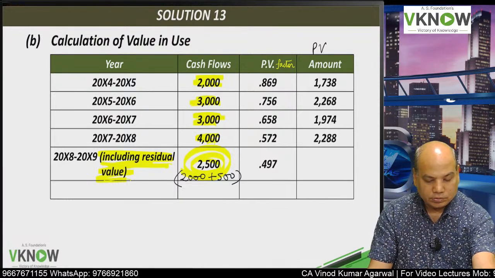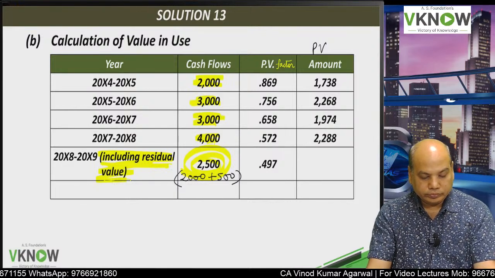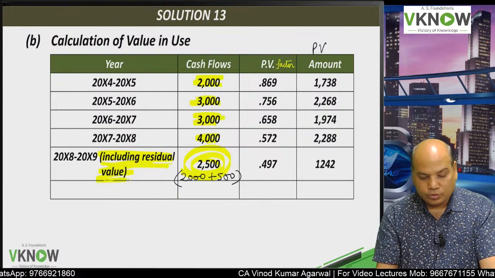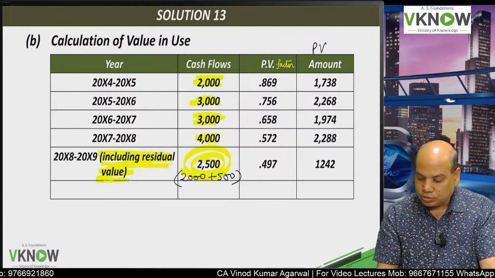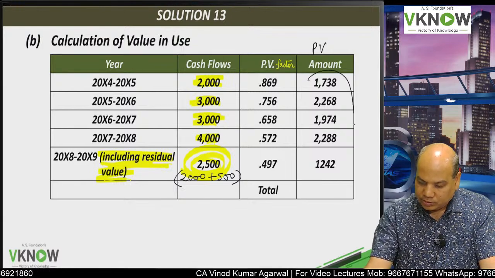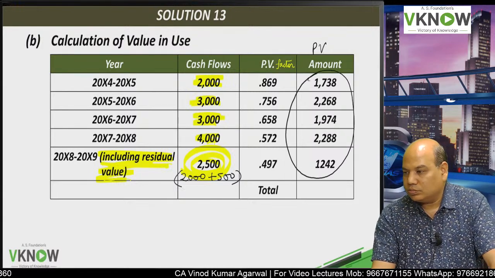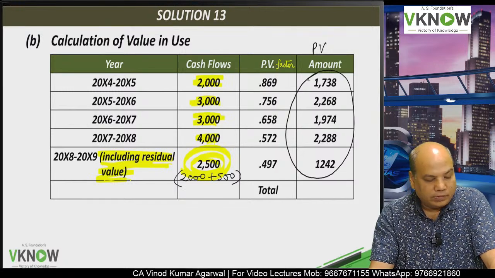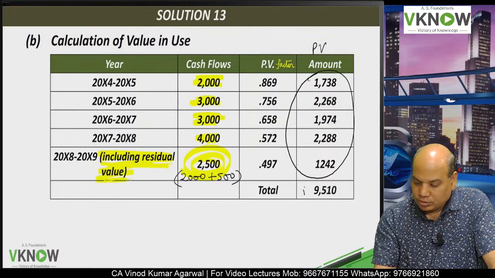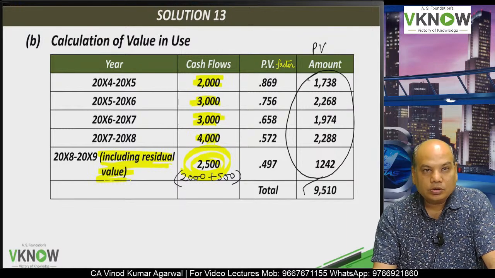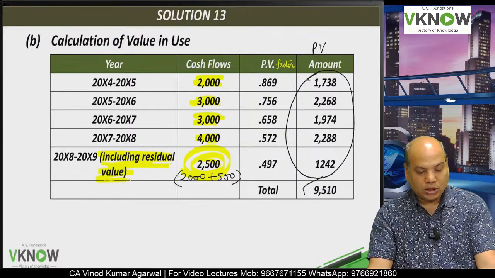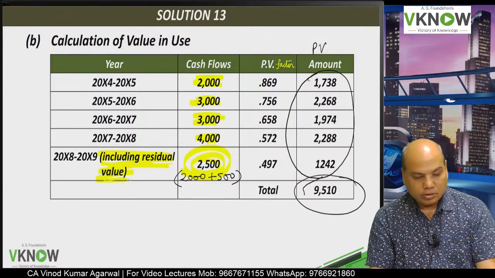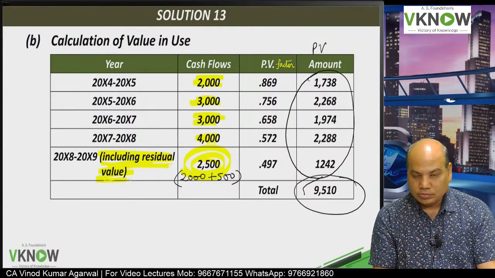So what is your answer now? 1242. Please tell me the total of present value amount. Present value amount comes to 9510. The total comes to 9510. This is value in use. Any query on this?